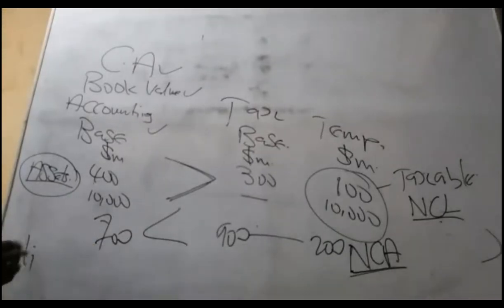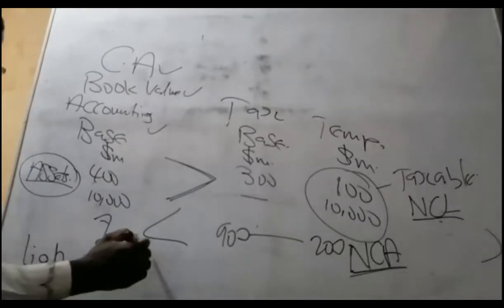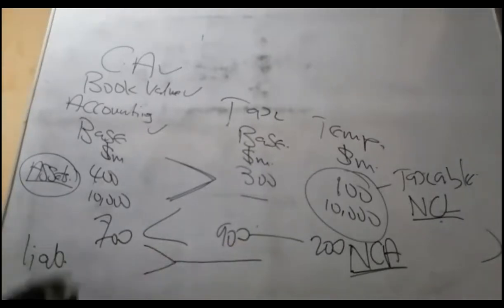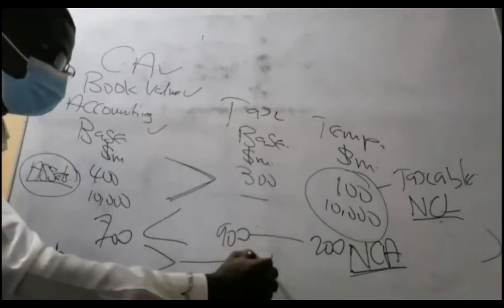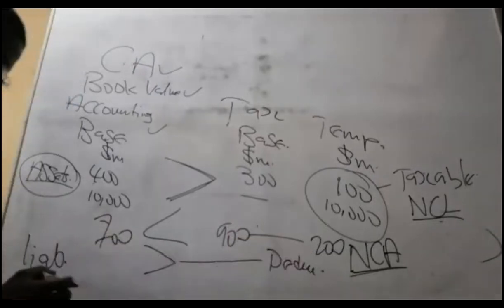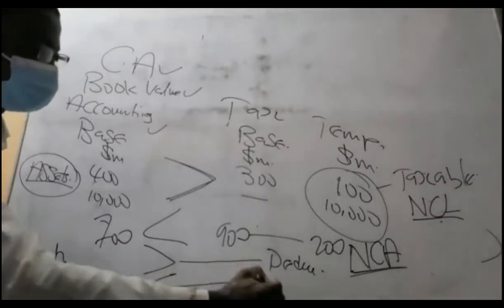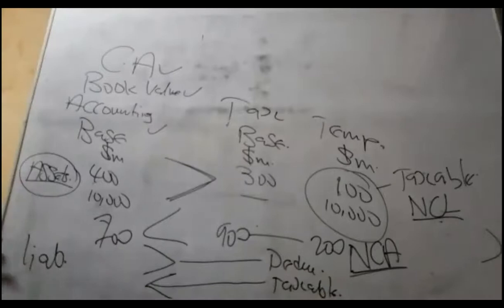If the liability's carrying amount is more than the tax base, we call it what? We call it deductible, right? Good. Deductible. But if the carrying amount is rather lower, we call it what? Taxable. Then we are done. So that's the end of this.